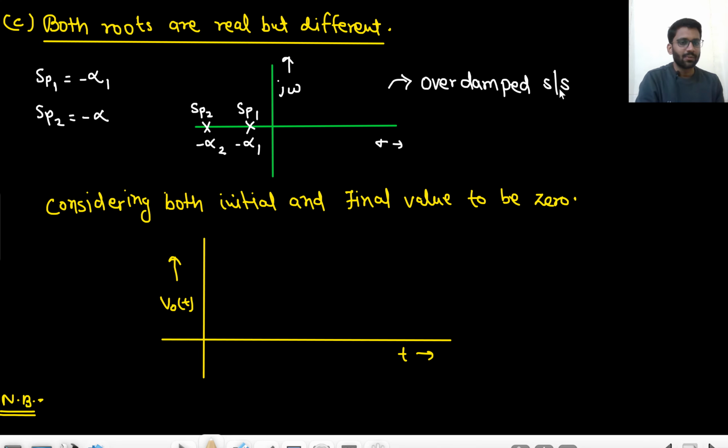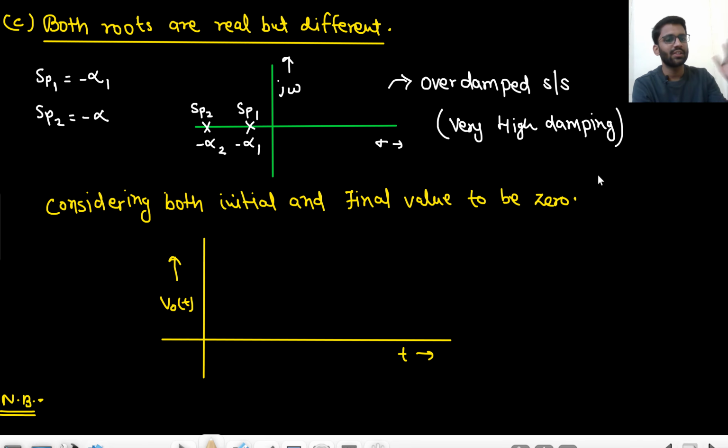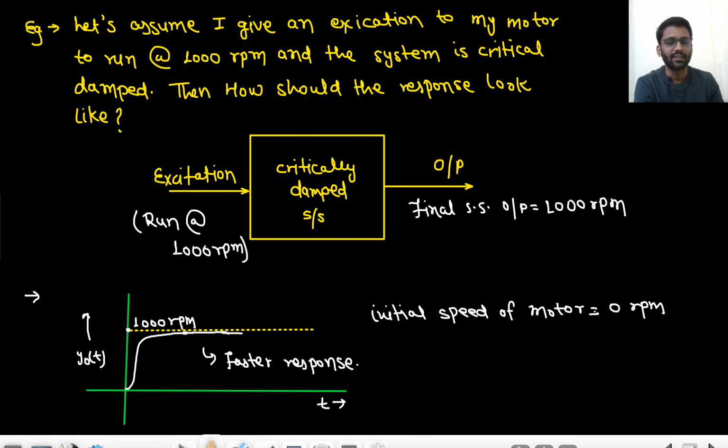Okay. So how will the response look like in an overdamped system? It will be the same as a critically damped system. Overdamped system means there will be no oscillations at all. It has very high damping. That means there is no chance of oscillations. Here also there is no chance of oscillation, because this is critically damped, just damped enough that there are no oscillations. But this is the threshold. Before this, there will be some oscillations. This is the threshold where there will be no oscillations.